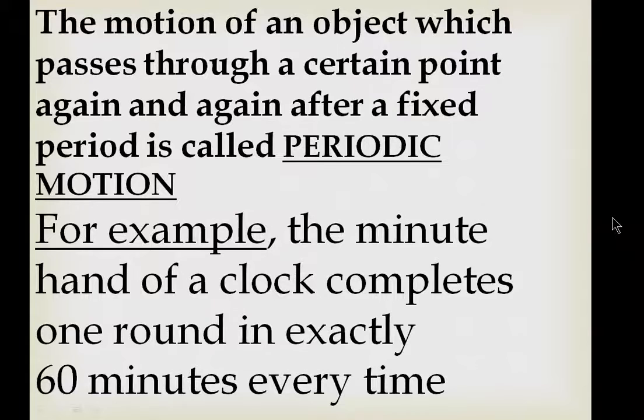A very good example is the clock. If we talk about the clock, there are two hands of the clock: one for the seconds and one for the minutes. Here we are talking about the minutes. The minute hand of a clock completes one round in exactly 60 minutes. That means every time, again and again, it passes the same point, starts again and completes one round exactly in 60 minutes, which happens again and again in the same time. That is known as periodic motion.